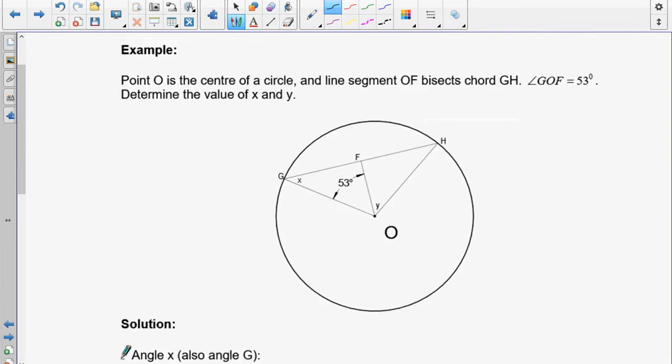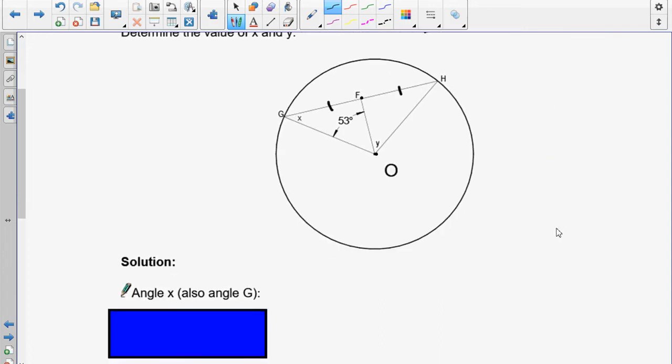Okay, here is our next one. It says point O is the center of the circle, so there we go, we're at point O. A line segment OF, from O to F right there, bisects the chord GH. Stop right there. The word bisect means cut it in half. That means you're cutting GH in half, so those two line segments are equal.